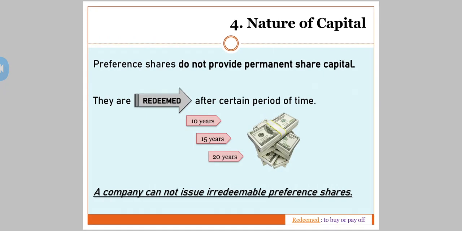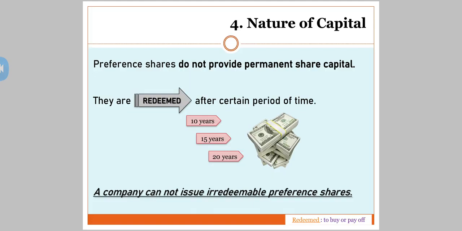Now coming to the fourth point, the nature of capital. Is it a permanent capital? No. What is permanent capital? Equity capital is the permanent capital. Now see, preference shares do not provide permanent share capital. Which share capital provides permanent capital? We have seen in the previous lectures, equity share capital. So now what is the difference between the two, equity shares and preference shares? Preference shares do not provide permanent share capital. They are redeemed after a certain period of time.